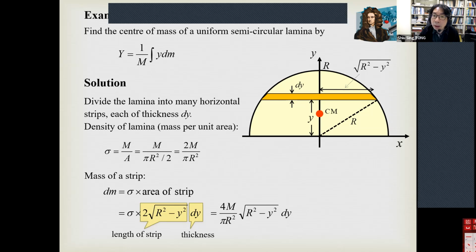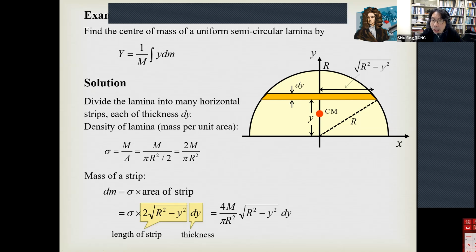Now the trick is we divide the semicircular object into a lot of horizontal strips. By horizontal, I mean the strips that are parallel to the x-axis. So you now chop the lamina into a lot of small strips, and the thickness of each strip I call dy, because y changes by a very small amount along the width of the strip. So I call the width dy.